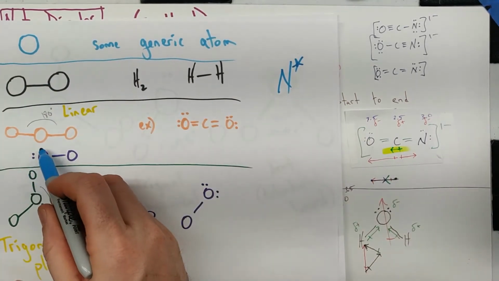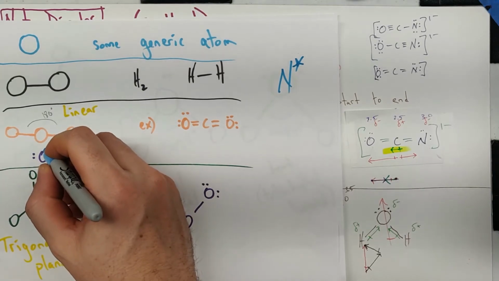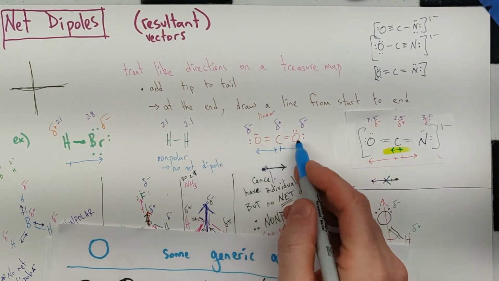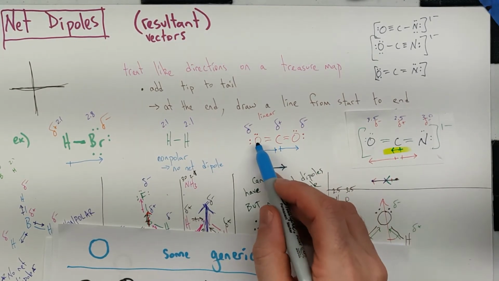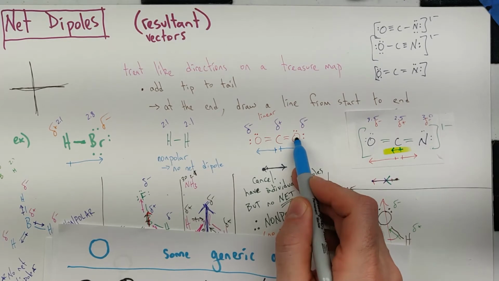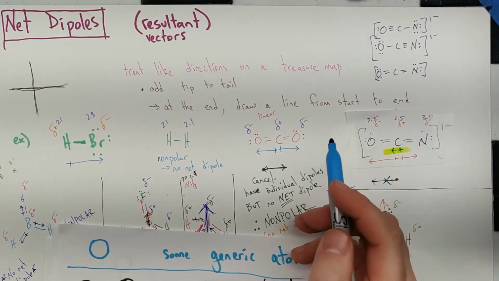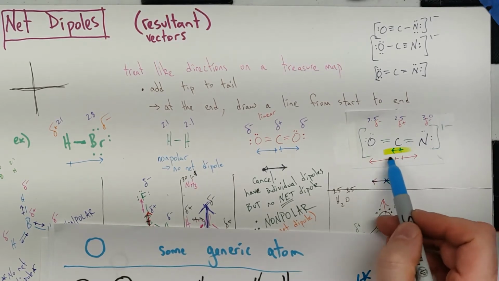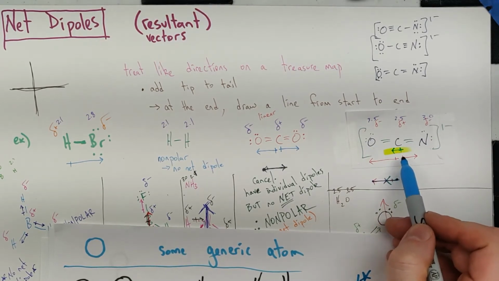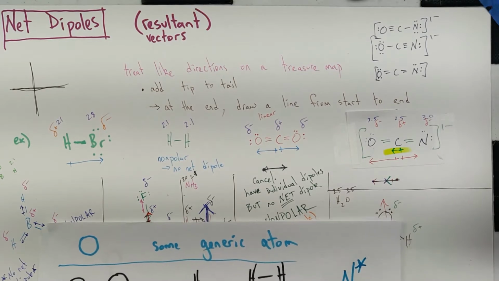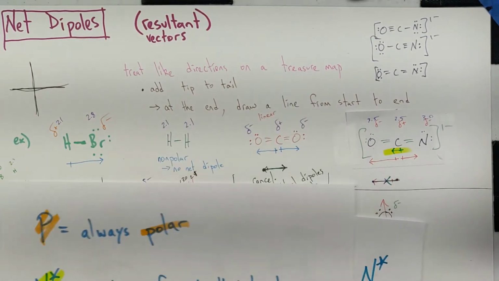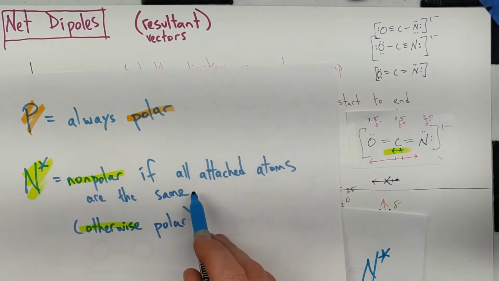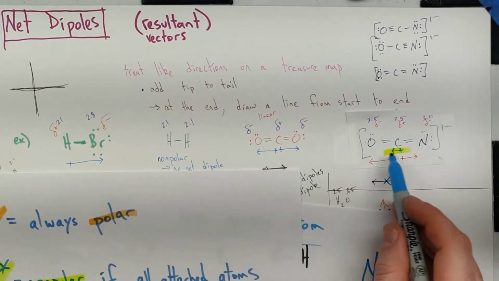When you get to here, you see this situation like we did with CO2, where you have 2 attached atoms and a central atom, and as long as those atoms are equal in strength, they have the same electronegativity, they're going to cancel out. But we saw that if they were different atoms, then those individual dipoles might not cancel out, and it might end up polar. It would be nonpolar if the attached atoms are the same, but it's going to be polar if they're not.